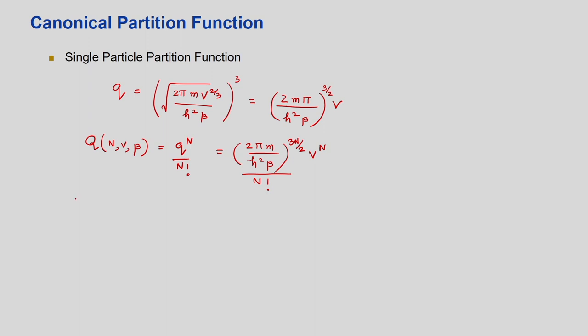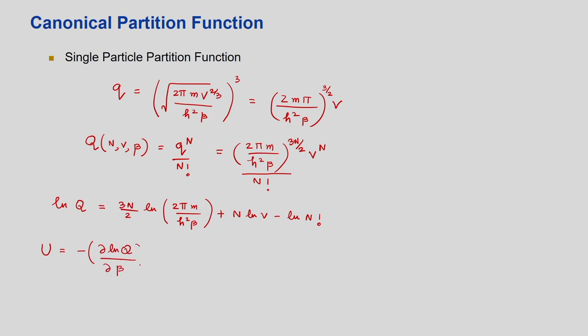Now, take the log on both sides. If you take the log on both sides, what you will get is 3n by 2 ln (2 pi m / h^2 beta) plus n ln V minus ln n factorial. Okay. So, now let us see what we have as an expression for the internal energy. We know internal energy from our previous lecture, it is nothing but the partial derivative of the total partition function with respect to beta, keeping the volume and the number of particles constant. So, this is that expression.